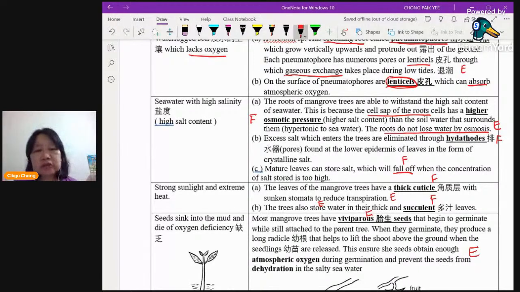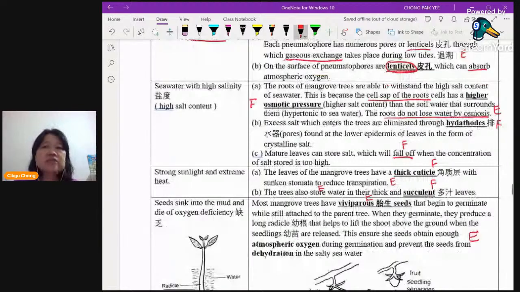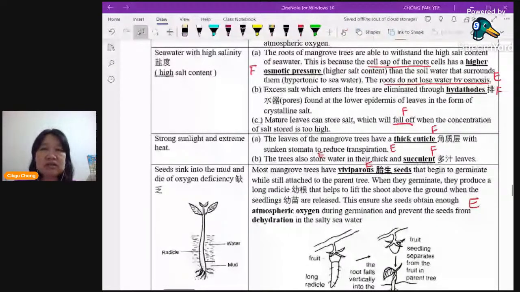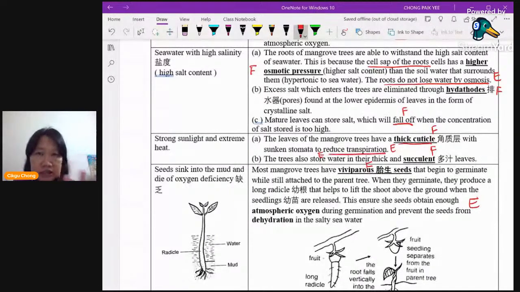Okay, next one, about strong sunlight and extreme heat. It's very hot and very bright. There's a lot of sunlight there, so it's quite drying. Because of the sunlight, your transpiration rate is very high. So you have to reduce it by having a thick cuticle. The leaves have a layer of thick cuticle. That's F. To reduce transpiration is the E, to make sure the water does not evaporate so much.